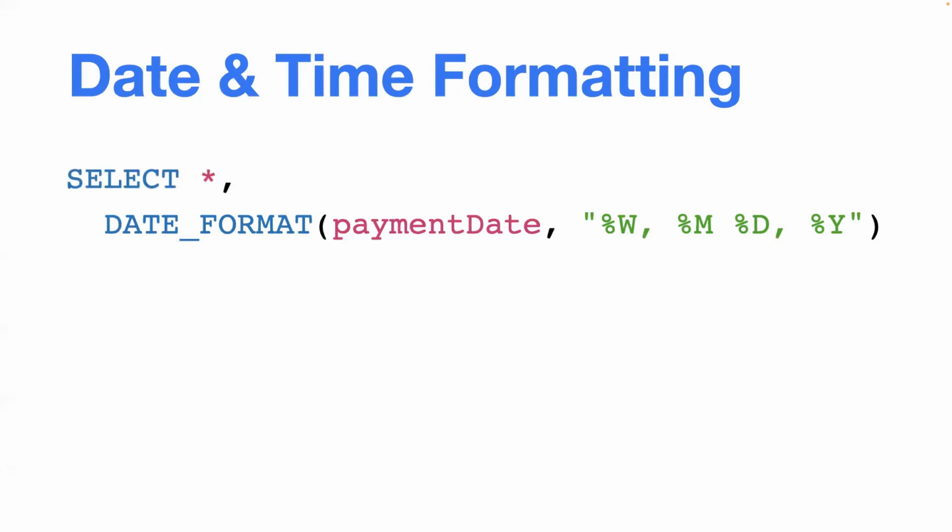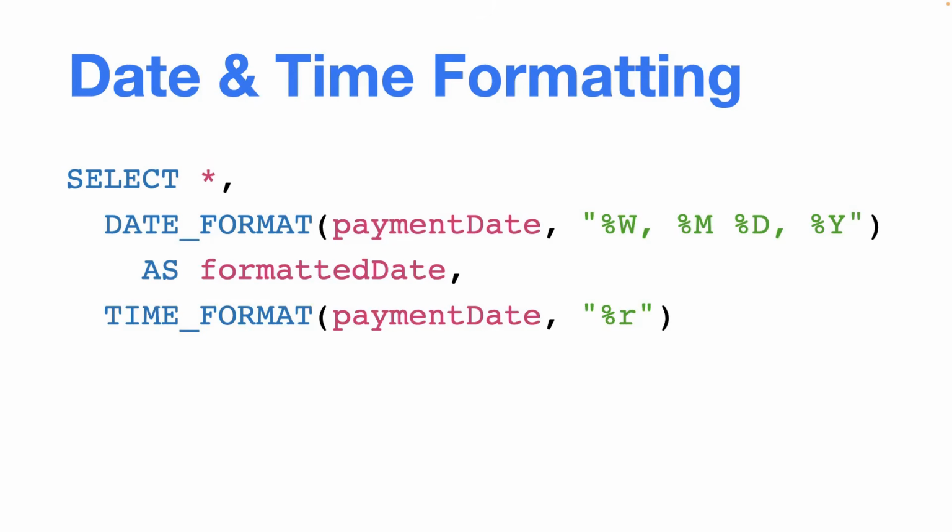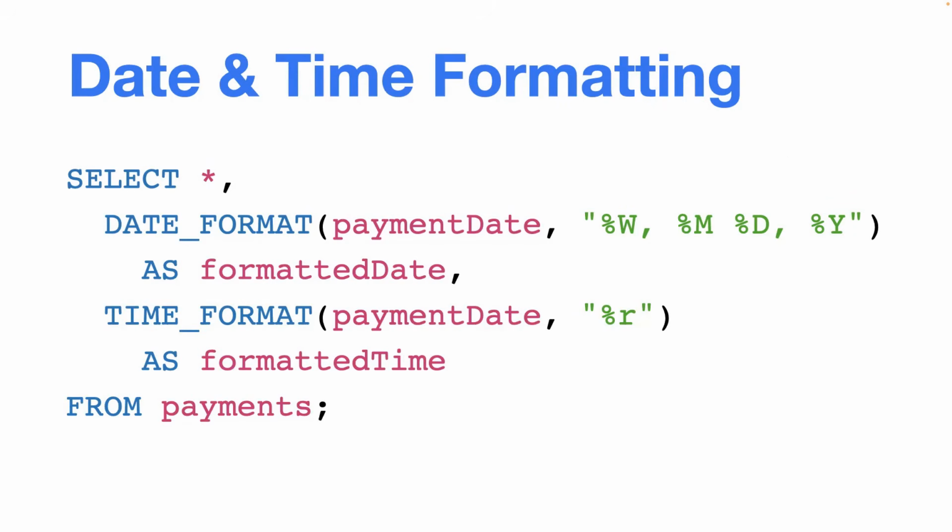You say DATE_FORMAT, you give it the column name, and then you give it the format. Then you give it a new name, the resulting column. Then you call TIME_FORMAT. If you want to just get the time, you give it the date column, you give it a format, and that's your formatted time. The reverse process of formatting is called parsing.